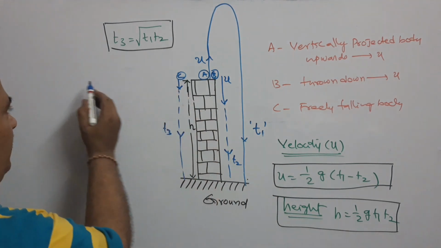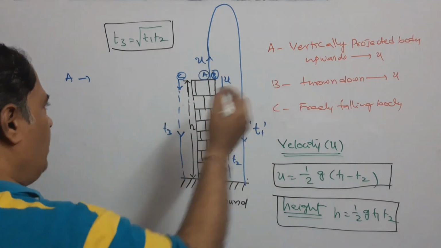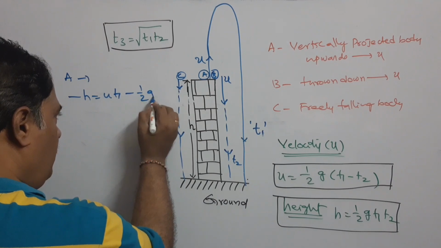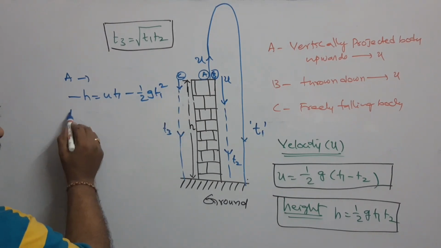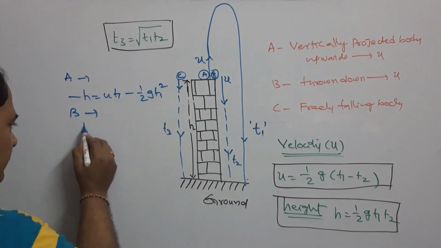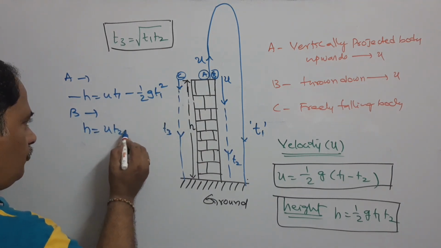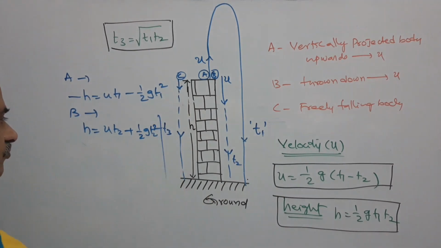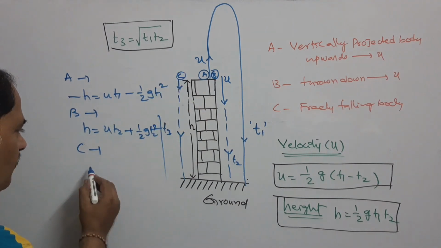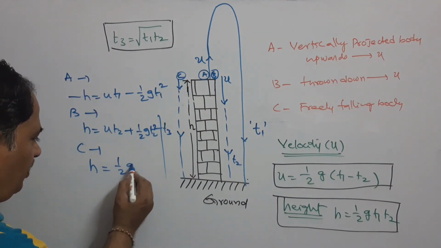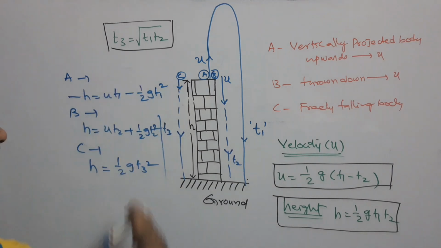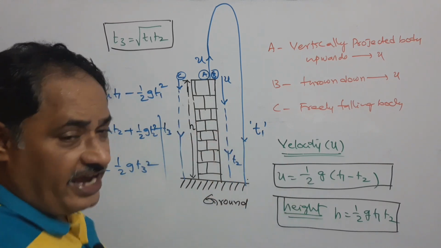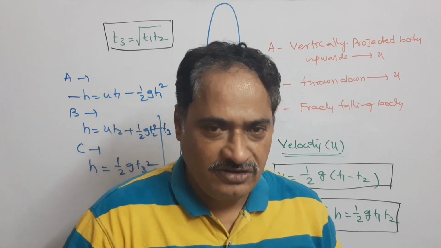In the case of body A, that is thrown up, minus h equals u into t1 minus half g t1 square. For body B, thrown down from the same height, h equals u t2, since that is down, a equals plus g, plus half g t2 square. For body C, that is under free fall, h equals half g t3 square. By solving these three equations, you are able to get initial velocity, height and time of free fall. These are the shortcuts to be followed.